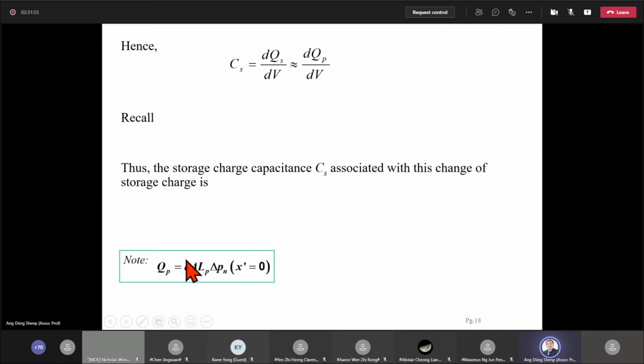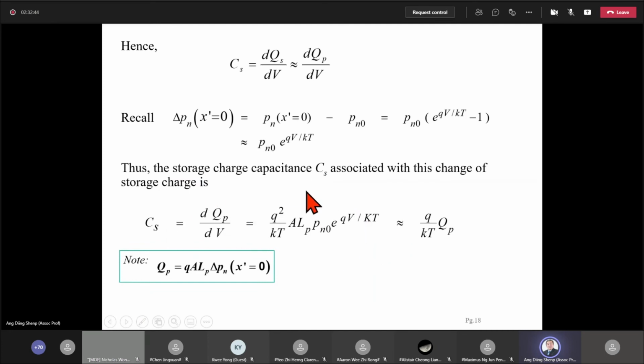Now QP earlier was shown to be given by this expression. Where's the V term? The V term is actually embedded in delta Pn, right? Delta Pn at x prime equal to 0, remember, is given by this. That's where the V term is. And it's optional to drop or to keep the 1, because under forward bias, the forward bias voltage V will make this exponential term much greater than 1. So you can either keep or drop this. It doesn't really make a difference. If you keep this, after differentiation, the 1 will go away as well. So by differentiating this term with respect to V, we can then get an expression for the charge storage capacitance.